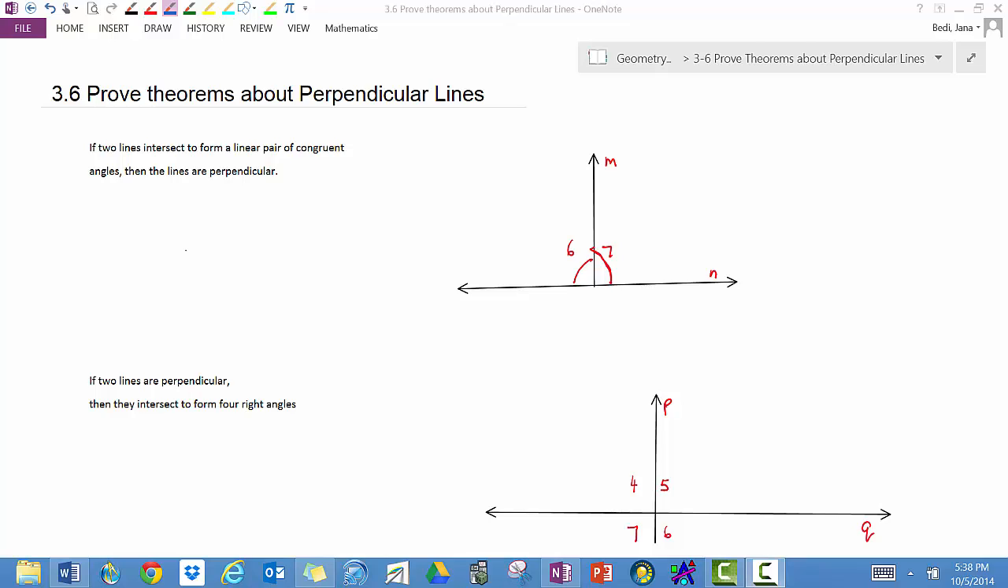In this section, you will learn a few theorems about perpendicular lines, and also you will define the distance between a point and a line.